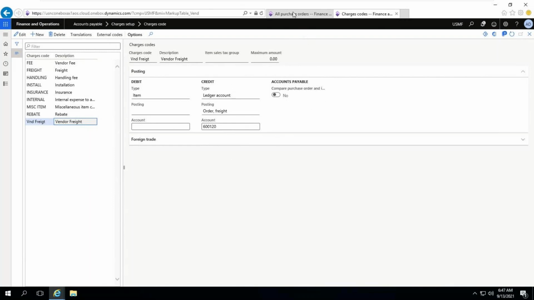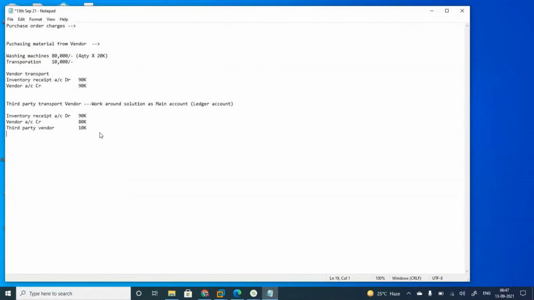Okay. Now suppose I am purchasing material A, 10 quantity at the rate of 1000, which is 10,000, and I am purchasing B, take the example 25 quantity at the rate of 200, which is 5,000. Now $150 is the transportation charge.